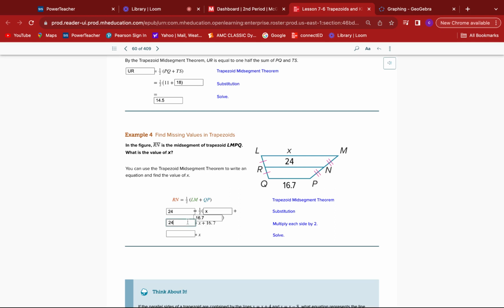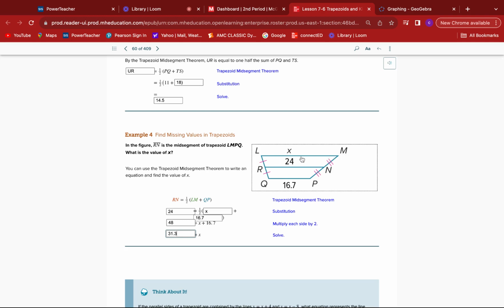Okay, where did the half go? Okay, so it looks like they actually want me to multiply by 2 on the other side, so I apologize. It's not going to be 24. The opposite of dividing by 2 is to multiply by 2, so it will be 48 equals x plus 16.7. All right, so now we're going to subtract 16.7 from the other side. So take your 48, subtract 16.7, and you're going to end up with the length of LM, and LM is 31.3. So again, you're going to get a decimal, ladies and gentlemen. 31.3 is the length from L to M, and that is your base.